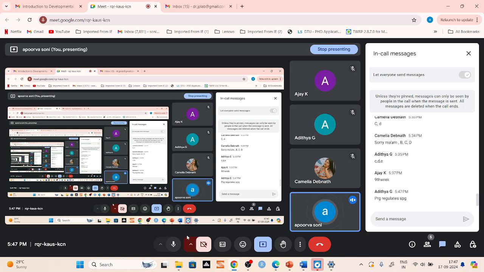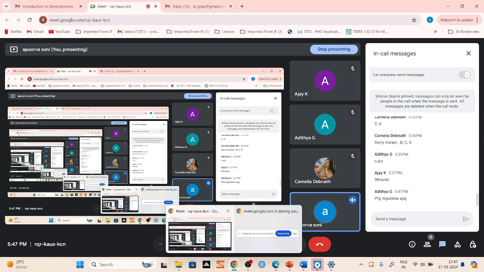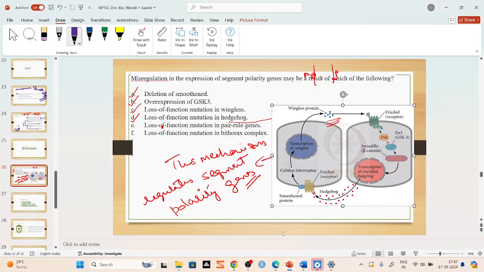So Aditya has very correctly said that pair rule genes regulate the segment polarity genes. Very good, Aditya. So we have already studied that the gap genes, pair rule genes, and segment polarity genes work in a hierarchical fashion. Hierarchical fashion means that gap genes regulate pair rule genes, pair rule genes regulate the expression of segment polarity genes, and segment polarity genes and pair rule genes in combination affect the expression of homeotic genes. So there is a hierarchical regulation of these genes.